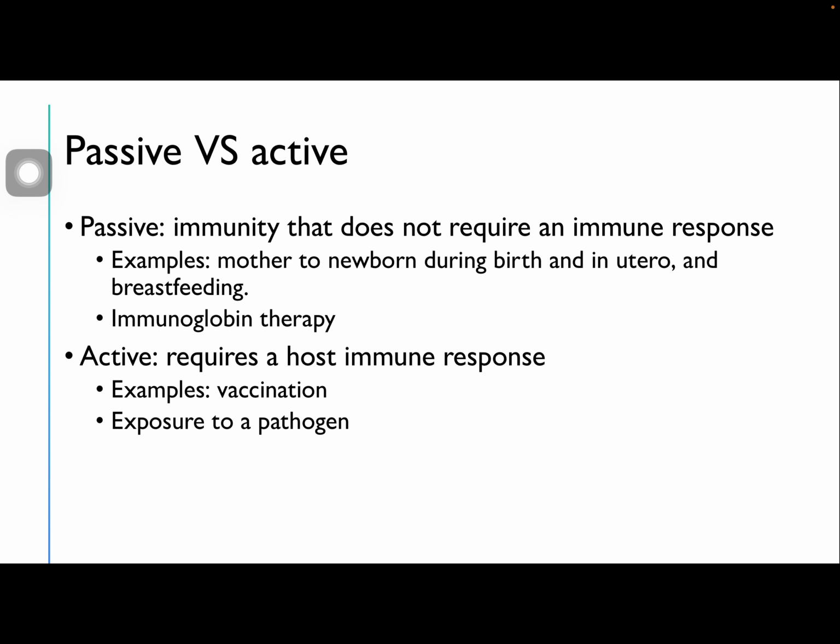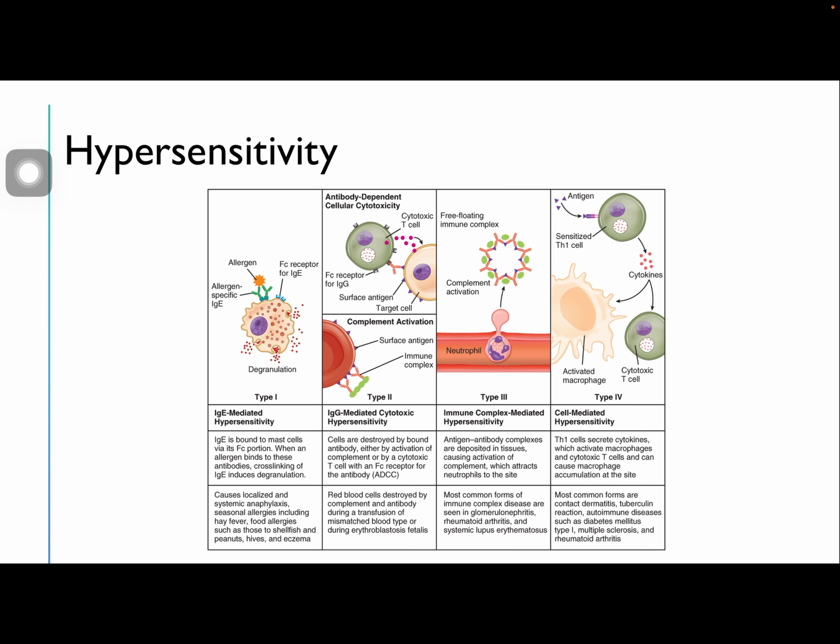Immunoglobulin therapy is quite interesting in how we actually create them. It's quite an interesting process, and I recommend researching more into it if you're interested in the immune system. Okay, so those are the two ways we can acquire immunity: passive acquired or active acquired immunity.